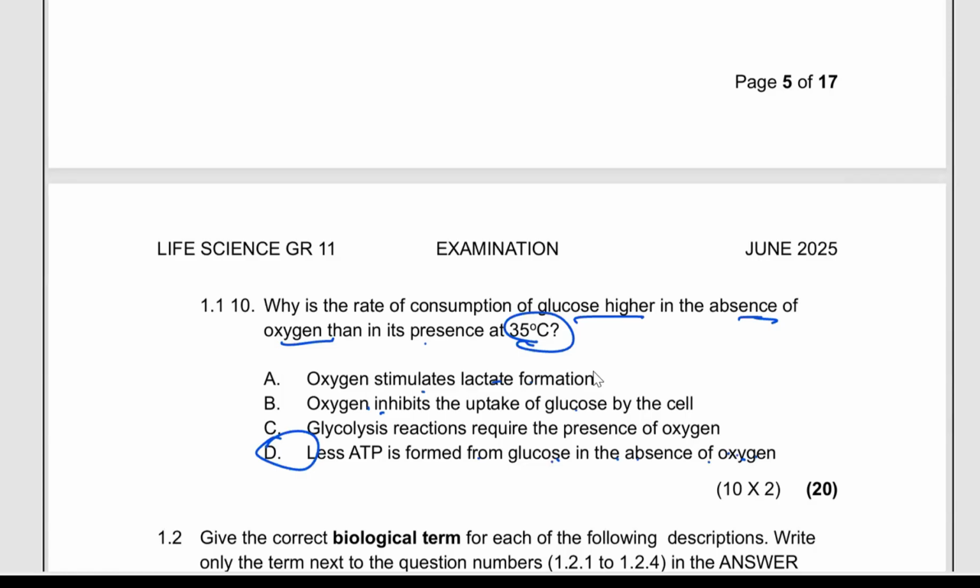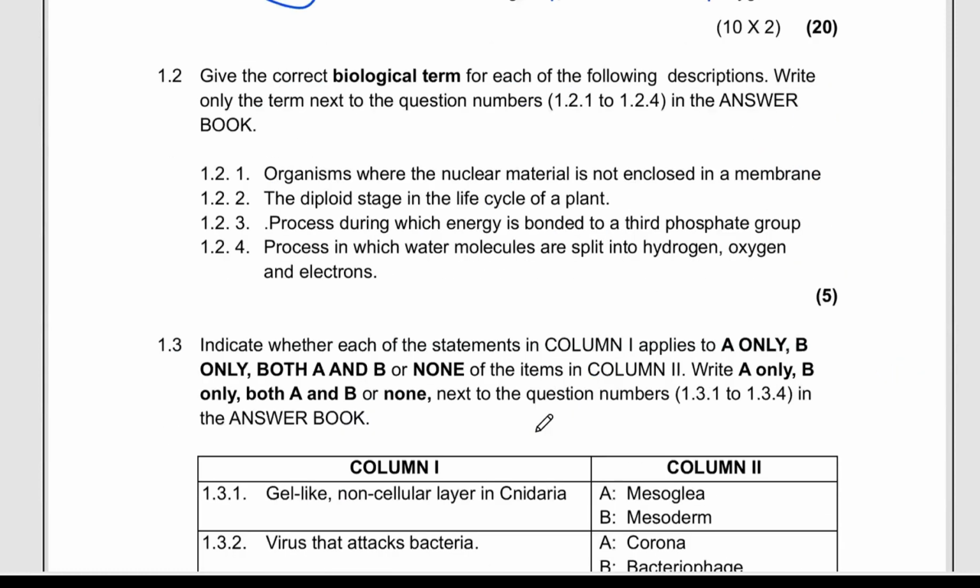Remember, you produce two ATP, while the other one produces 36. So there is a difference there. When there is presence of oxygen, you produce a lot of ATP. But in absence of oxygen, the ATP is much less. So basically D becomes the most correct answer. So who got 20 out of 20 in that section? Let's look at the terminologies and then we see what we can say.